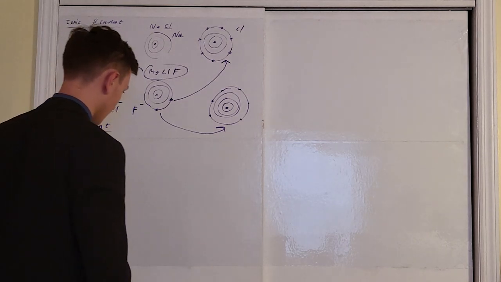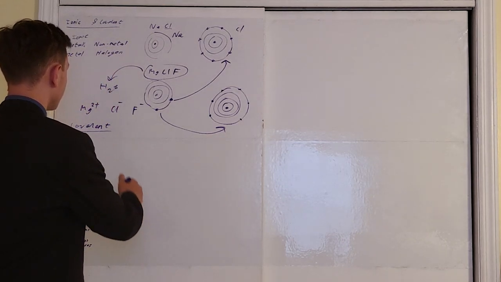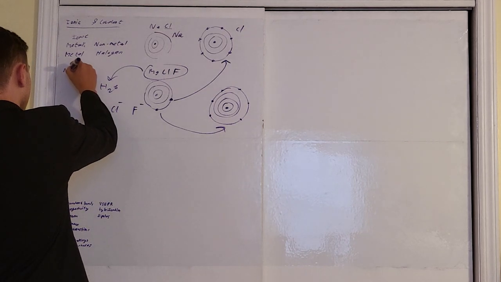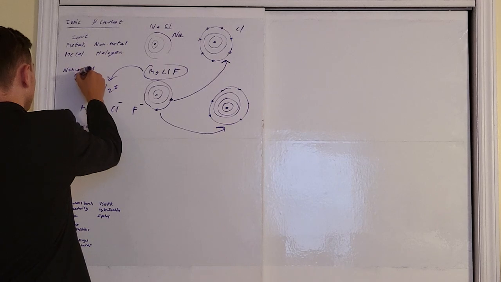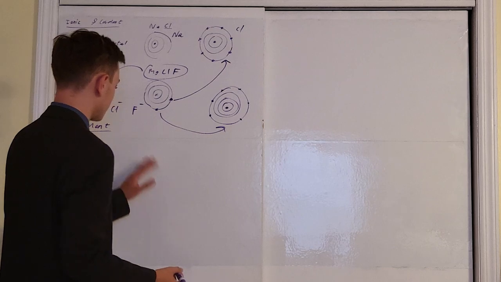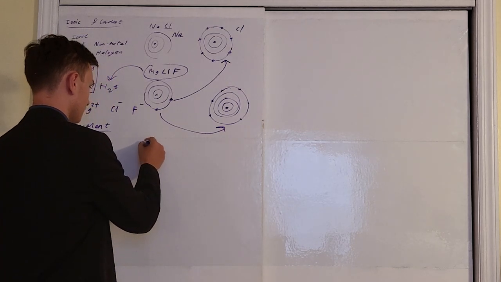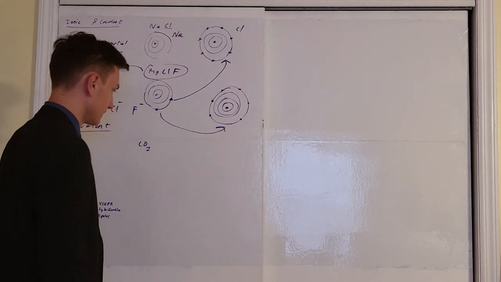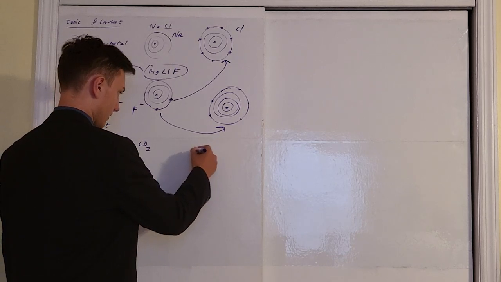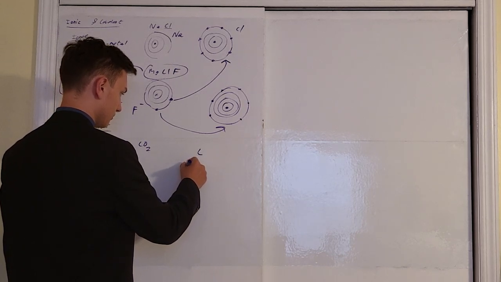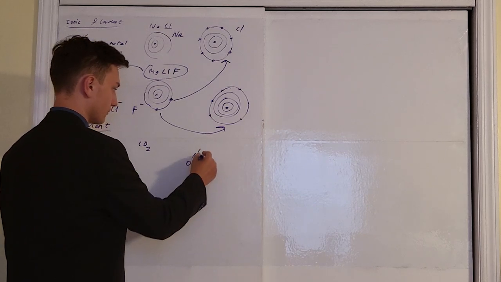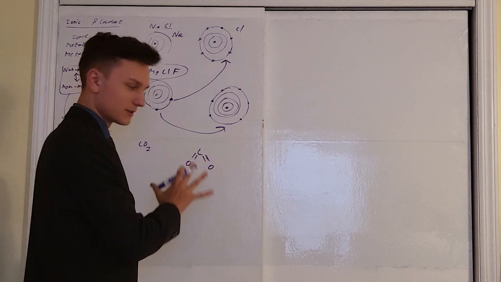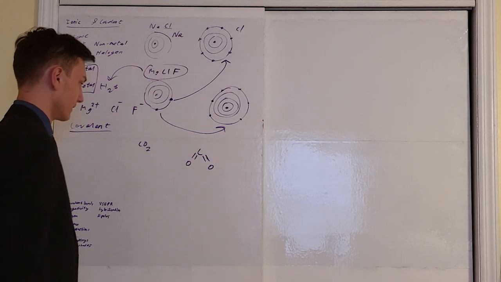Okay, a covalent bond happens between two nonmetals. Nonmetal bonded to nonmetal. Okay? Let's take CO2, for example. CO2 is a carbon atom bonded to two oxygen atoms. It's two double bonds. We'll cover the structures again later in the video.